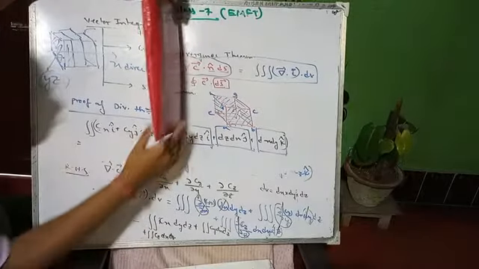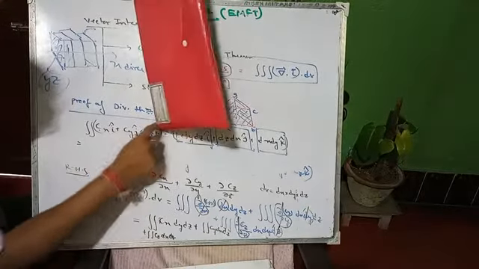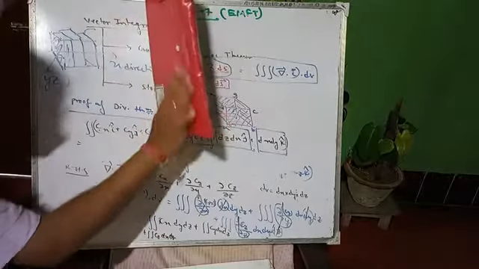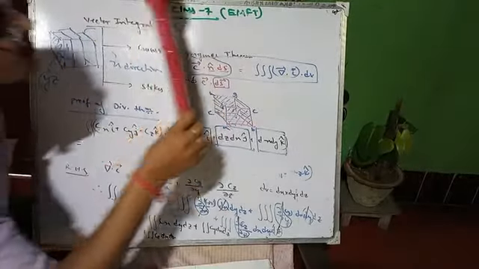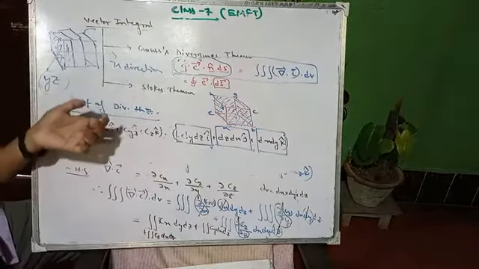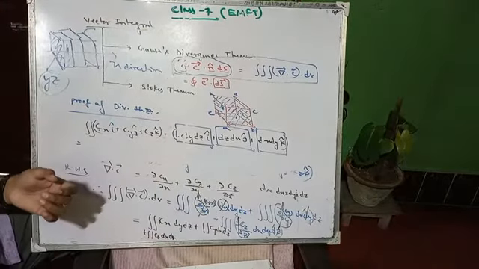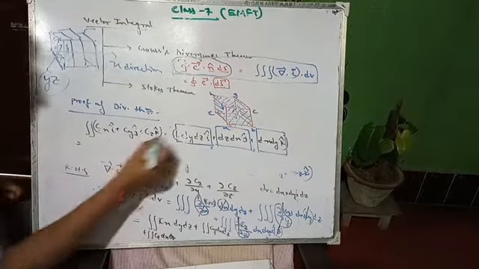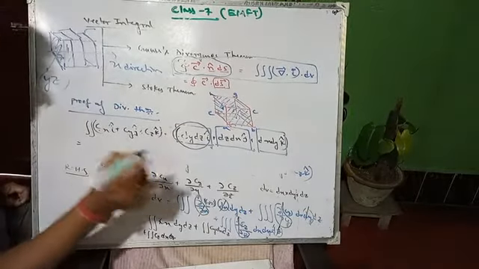Suppose we are considering a yz plane. This is the y-axis, this is the z-axis. So it is a yz plane, and these yz planes are increasing in the x direction. That's why we can take this term as a surface in the x direction.